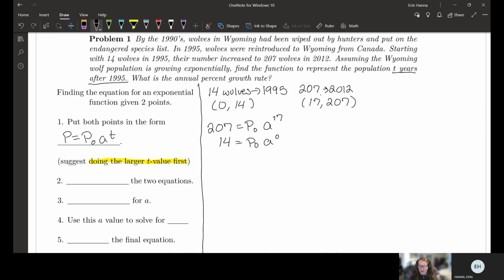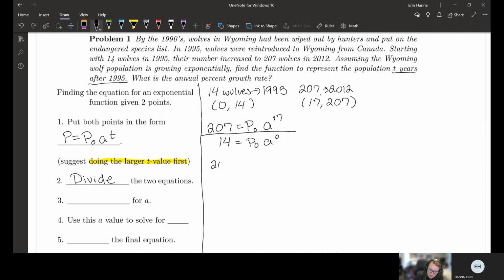But once again, as always, I'm going to go the long way first, because you don't always know what P naught is. So sometimes you're going to have to find it in this way. We're going to do it out completely, even though we could shortcut because we know what P naught is already. The full process is, once you have them written like that, you're going to divide the 2 equations. This is why I suggest writing the larger t value one first, because the algebra is going to come out much nicer if the one with the larger t value is on top.